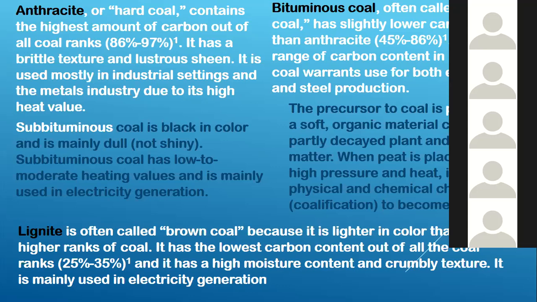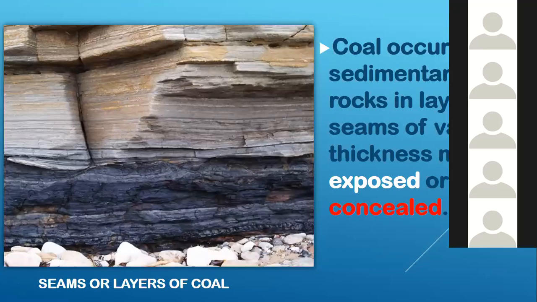We are saying coal occurs in sedimentary rocks, and it is in layers or seams of varying thickness. They may be exposed or concealed. If we talk about exposed, it means they are near, we can see them. If we say they are concealed, it means they are deep in the earth's crust, within the earth's surface.